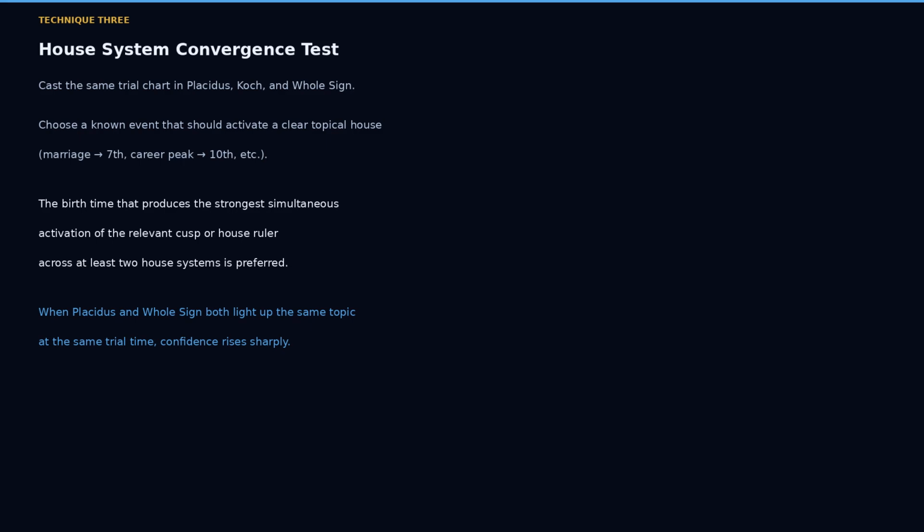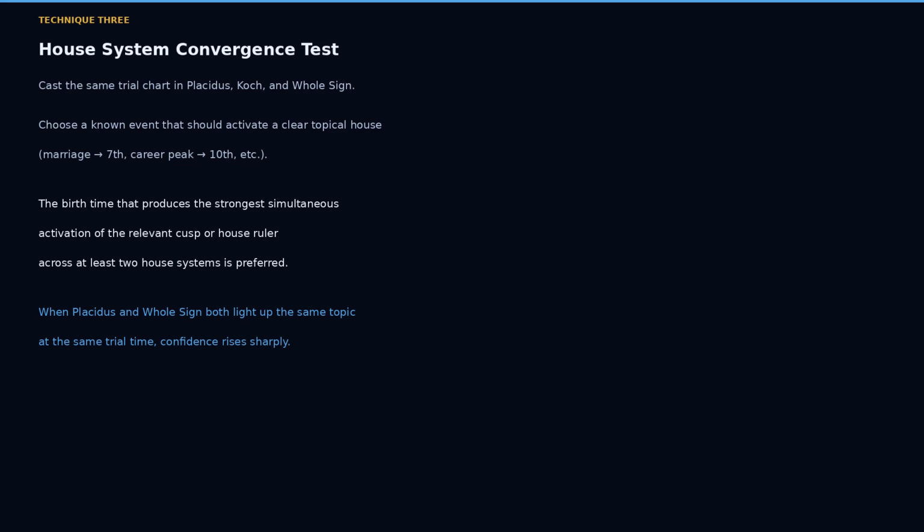Once a rectified time is established, forecasting requires equal rigor. Original transit timing method: the triple confirmation window. A transit is considered live only when 3 conditions coincide. First, the transiting planet is within 1 degree of a natal planet or angle.